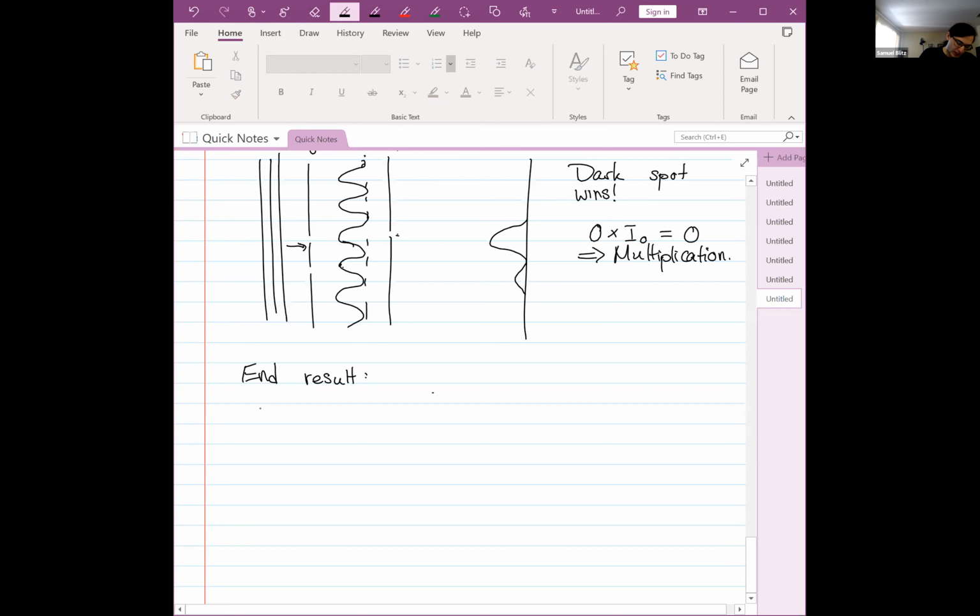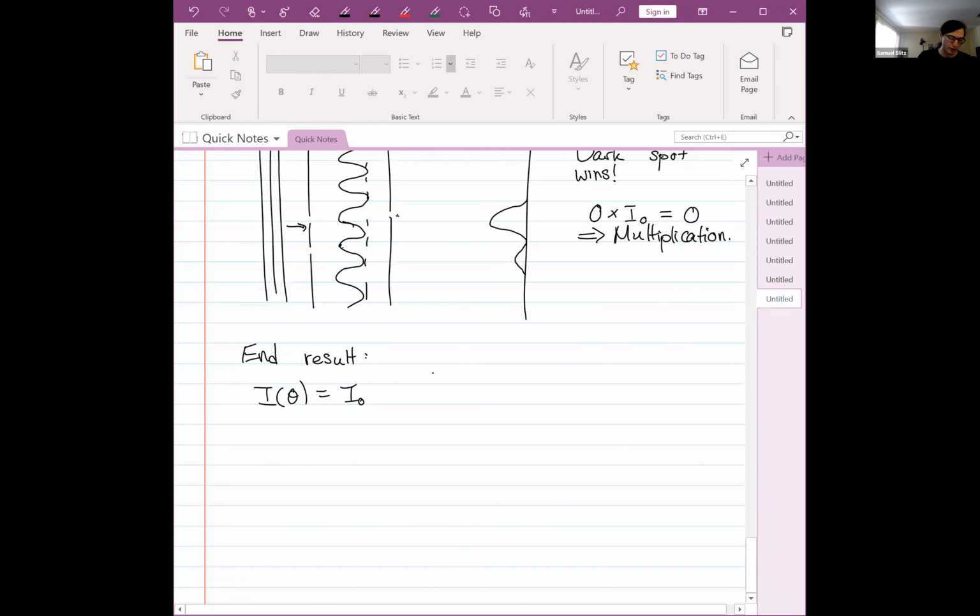We get that the intensity as a function of angle, not as a function of y, is equal to I naught, that's the maximum. Let me just draw a picture again. So the setup here is we have two slits. Each one has width a, and the distance between these two slits, measured from the middle point, is d. So this is the setup.